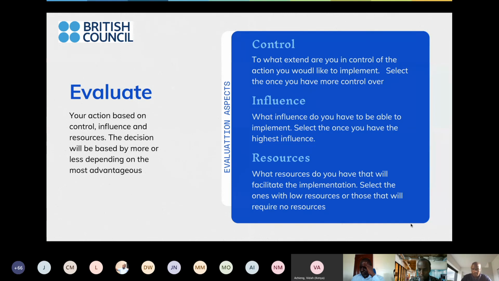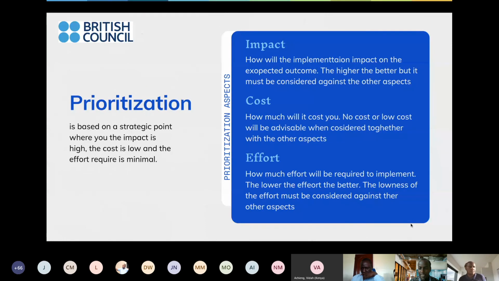Look at what you can control, where you have the influence, where the resources are minimal, where you have very good impact, and the cost is very little or none at all, and the effort is more of effortlessly done. If you have selected 2 or 3, say yes in the chat, please.